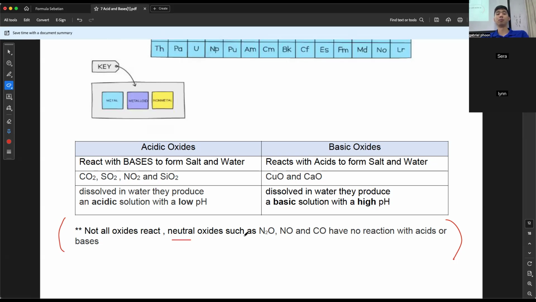Keyword, you might want to write this down. It's not always that non-metal oxides are for sure acidic. There are exceptions here, guys. So you might want to put a little star below these three things here. But in general, most of it will follow the acidic or basic rule, right? For example, carbon dioxide, sulfur dioxide, nitrogen dioxide, and silicon dioxide here will be acidic.